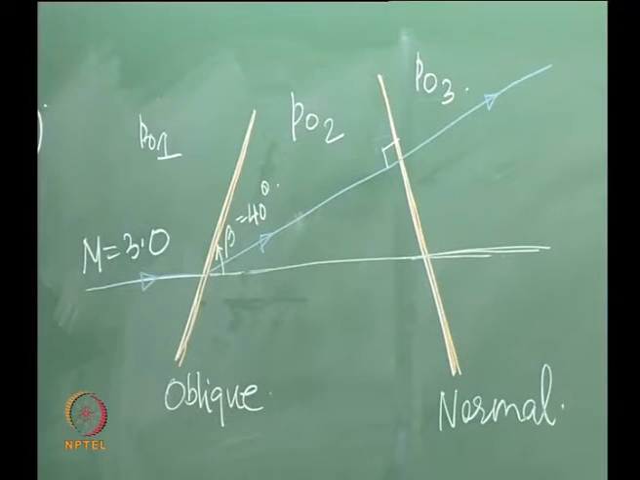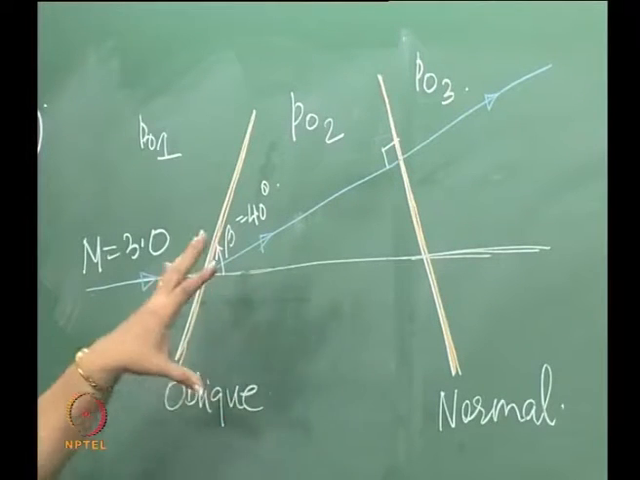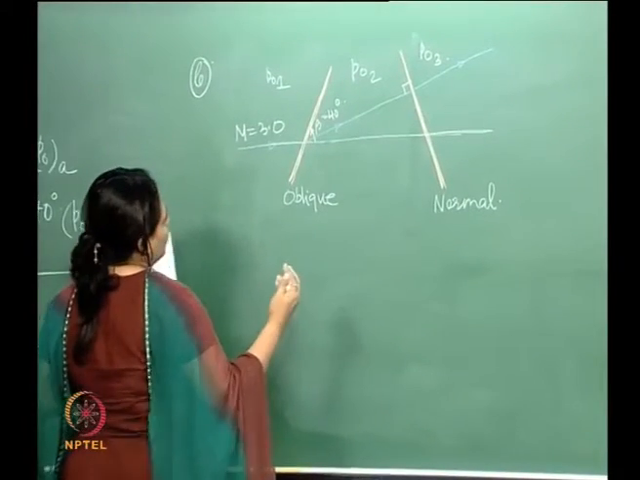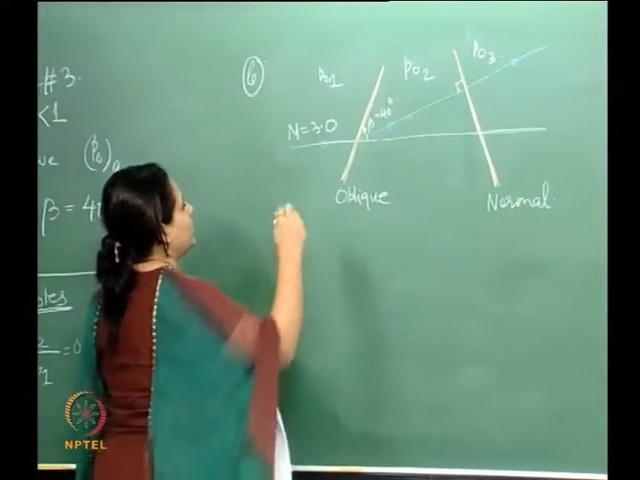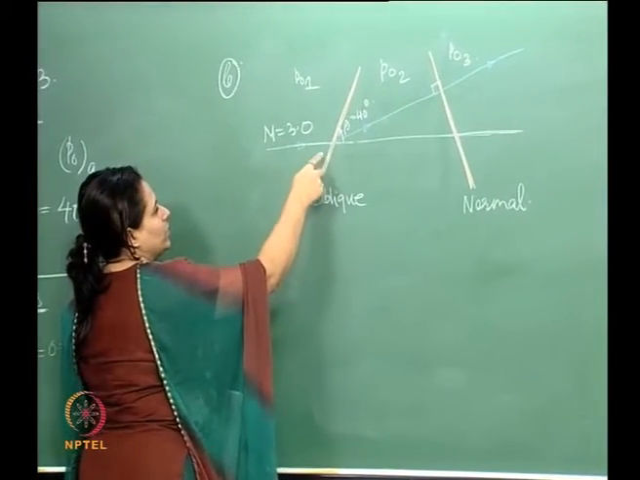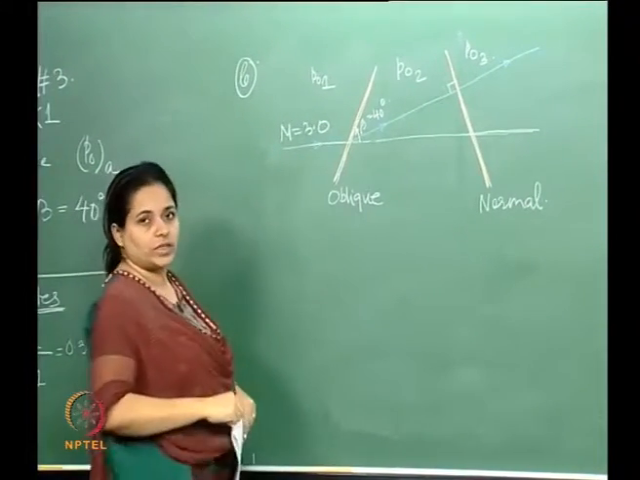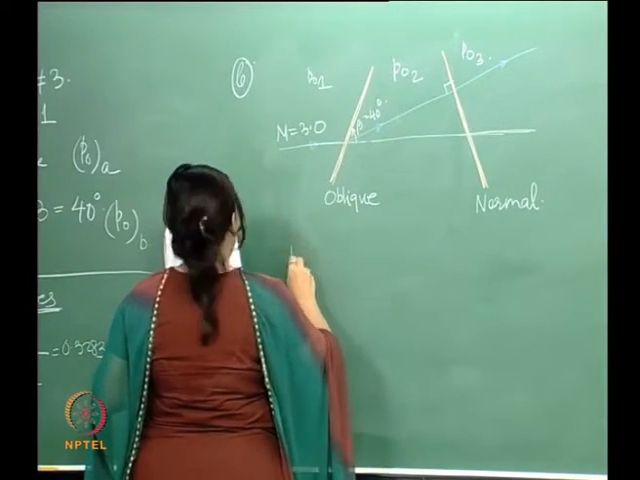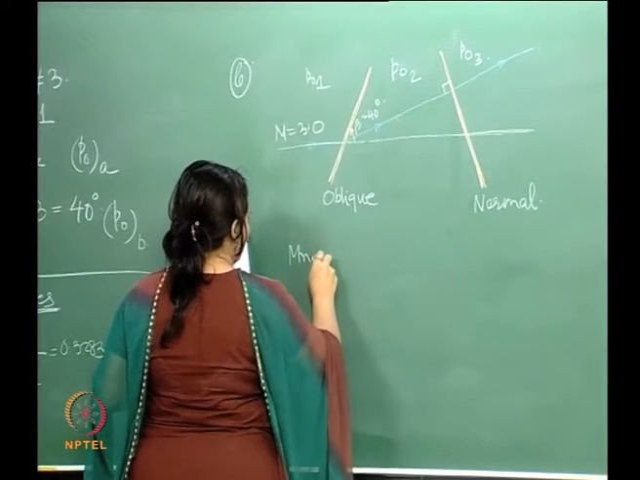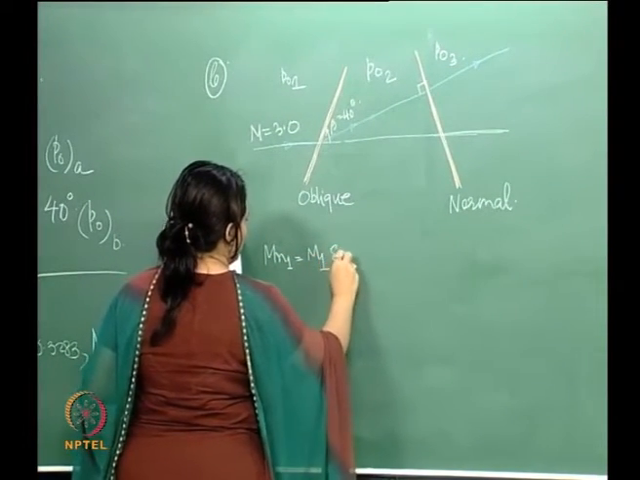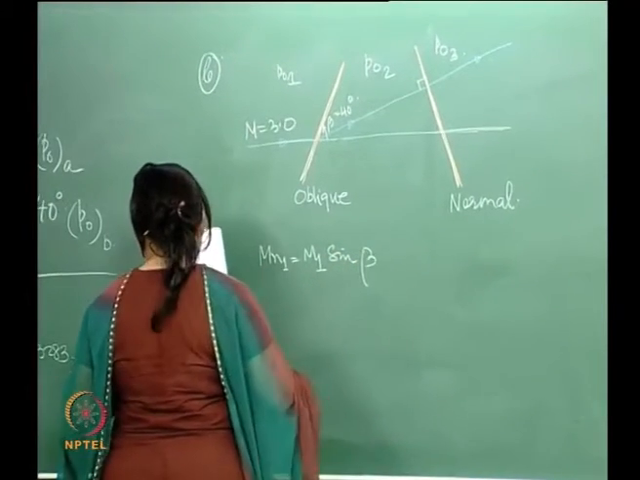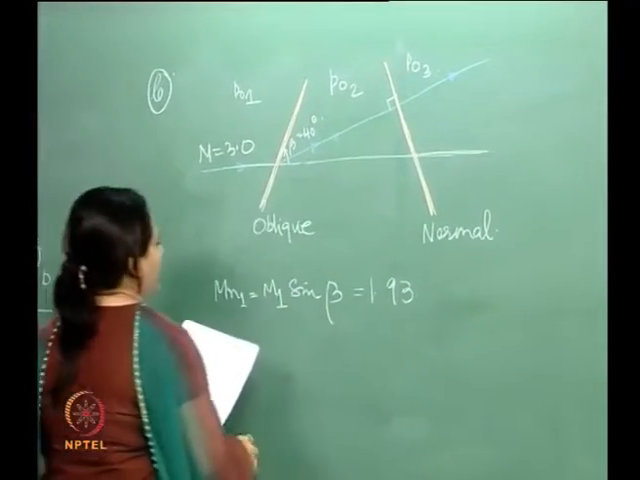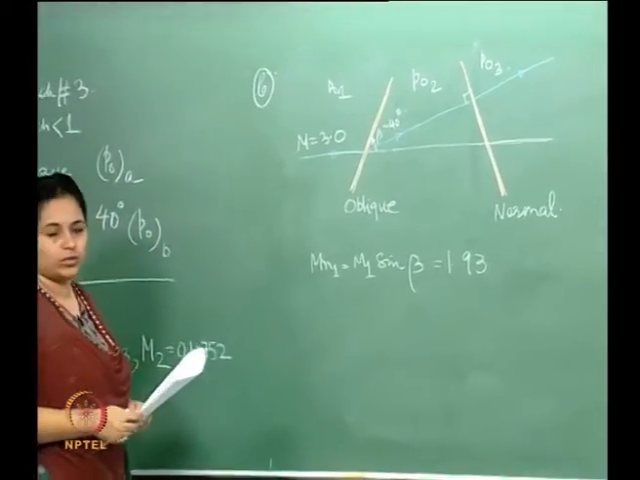So now let us look at the oblique shock first. How do we go about this? The first thing we do is calculate the component which is normal to this oblique shock. Now beta is given to us, right. So what we calculate is Mn1, which is M1 sine beta, and this comes out to be 1.93, which is nearly 2, okay.